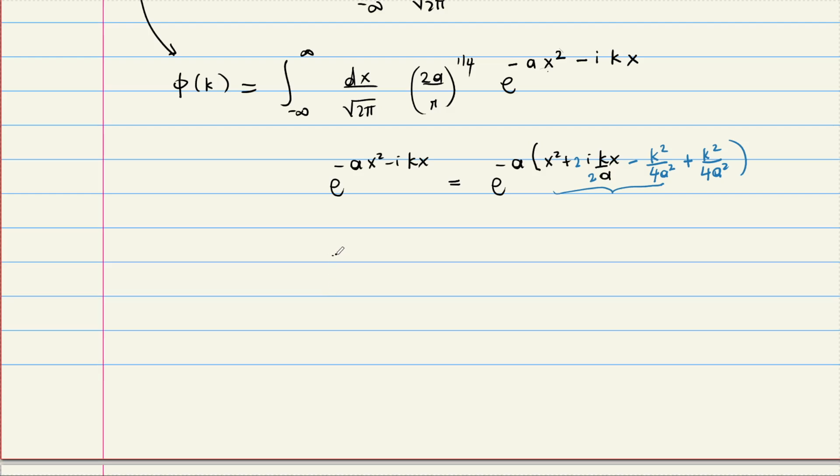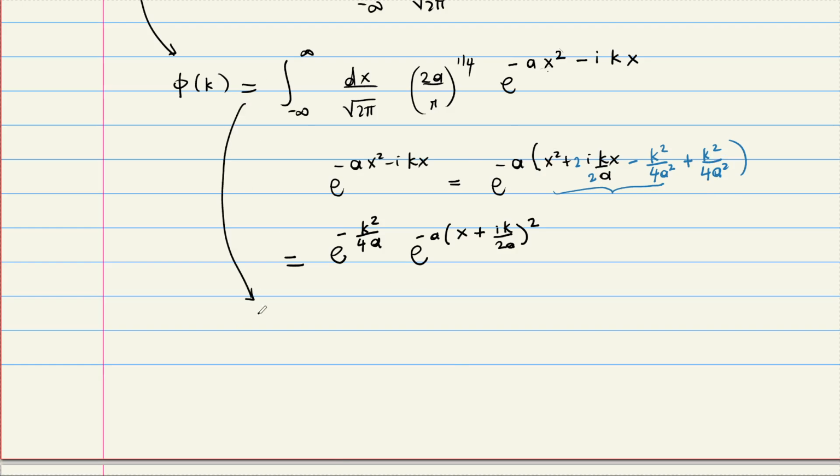So this is e to the, there is minus a multiplying this, minus k squared over 4a. So this is equal, and this is e to the minus a times x plus ik over 2a squared. So there is an a here, there is a square here, right? They cancelled. Now put this back in here.